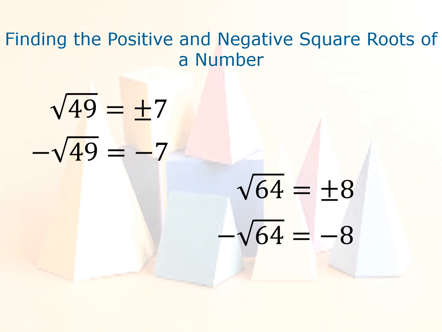But if we have a negative symbol before the square root, the answer is automatically negative. So get the square root of 49, which is 7, and then negative, so it is negative 7. If we have the square root of 64, there is no negative symbol here, so it is equal to positive and negative 8. But if we have a negative before the square root, it is equal to negative 8. So therefore, negative square root of 64 equals negative 8.